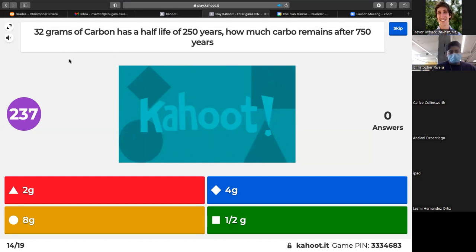So this one's a half-life question. You can tell by the word half-life in there. 32 grams of carbon has a half-life of 250 years. How much carbon remains after 750 years? Just remember, the hint for this problem is that word half-life. That signifies the approach you should take.